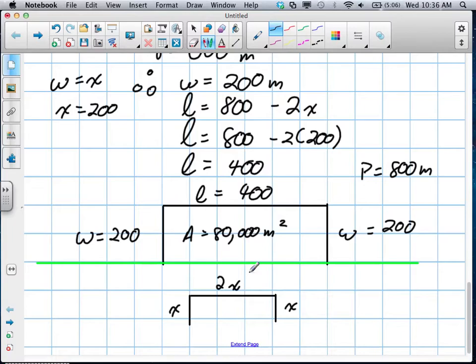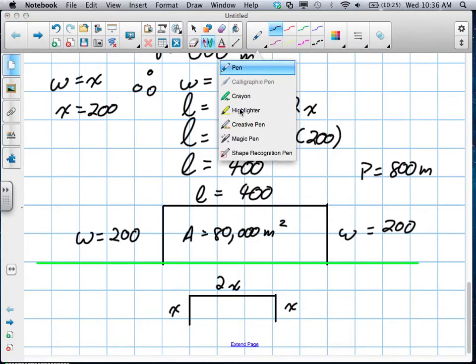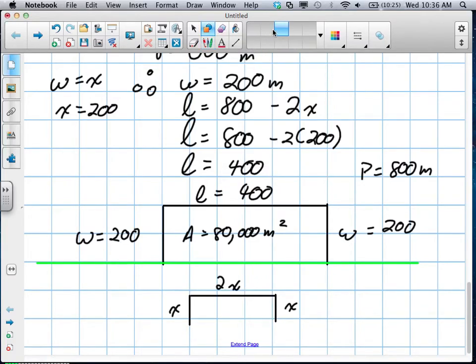Anyone know what the optimal rectangular shape is? A square. If I ever ask you for a 4-sided shape, you should come out with a square.